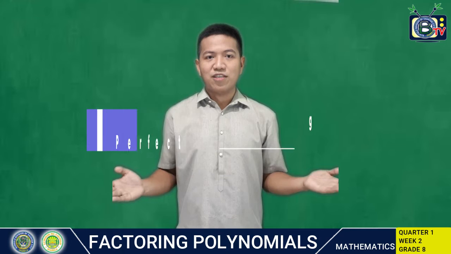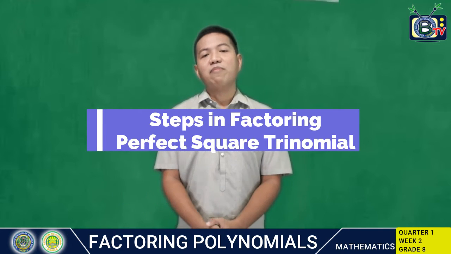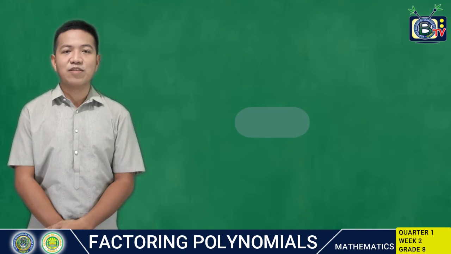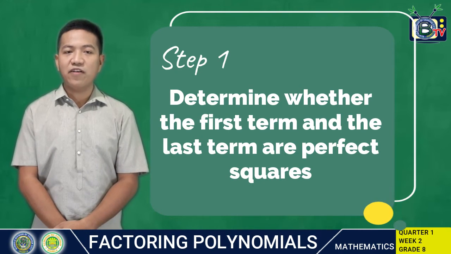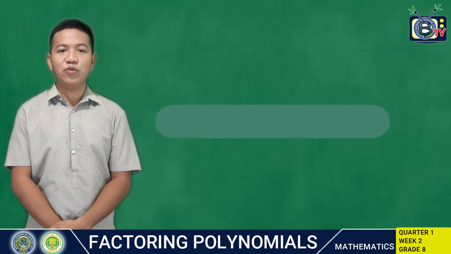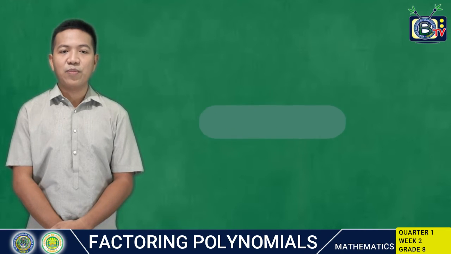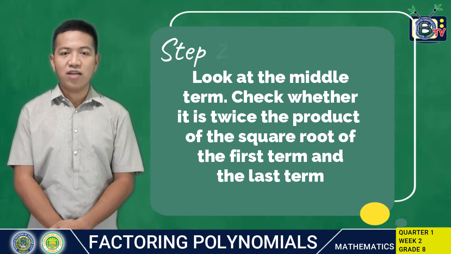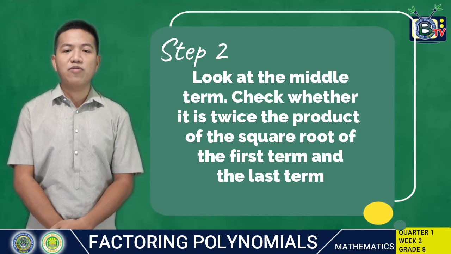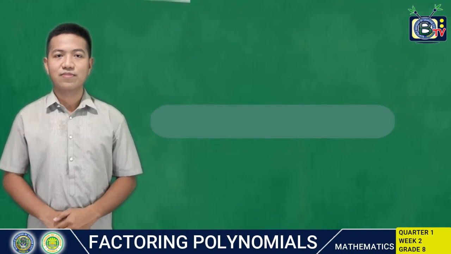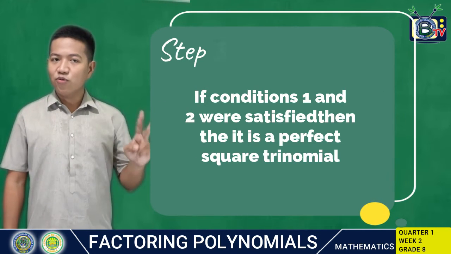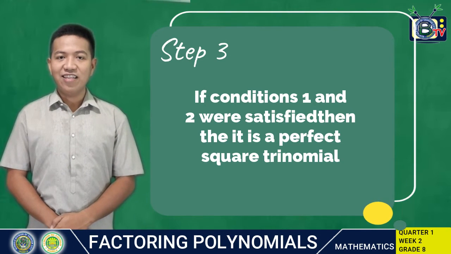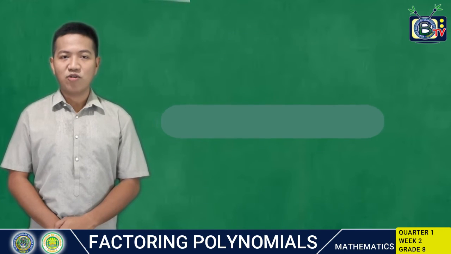The following steps can be used to find the factors of a perfect square trinomial. Step 1. Determine whether the first term and the last term are perfect squares. Step 2. Look at the middle term. Check whether it is twice the product of the square root of the first term and the last term. Step 3. If conditions 1 and 2 are satisfied, then the expression is a perfect square trinomial.